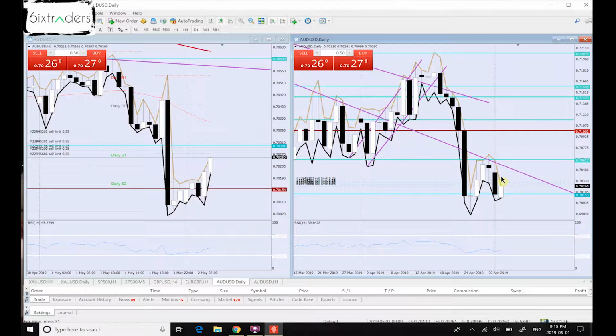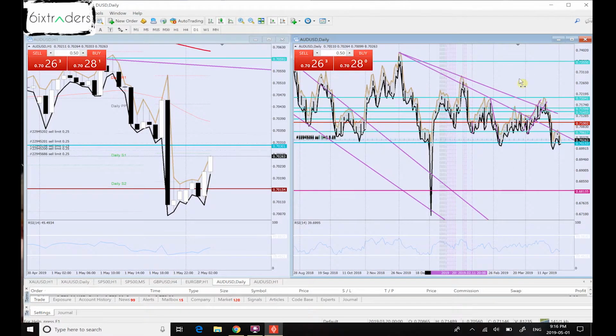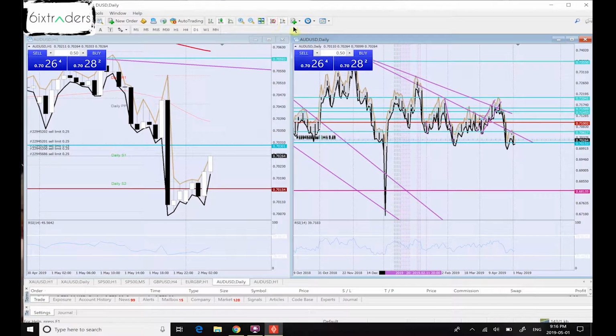We already took a trade today. Today's trade we took was right off this trend line here, the daily trend line, which if I zoom out, you can see where I drew it from.